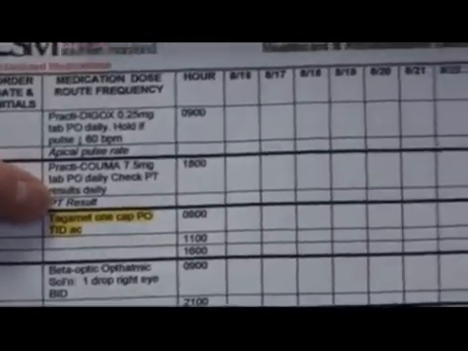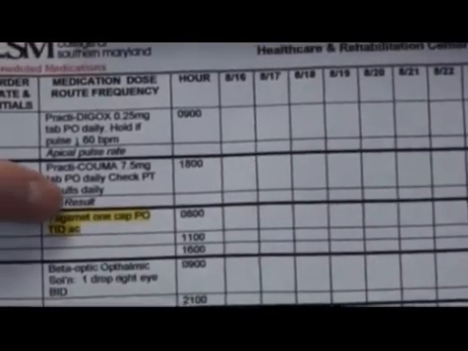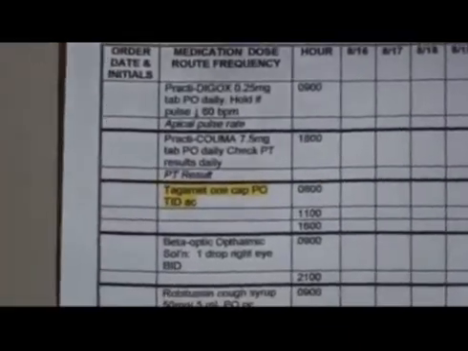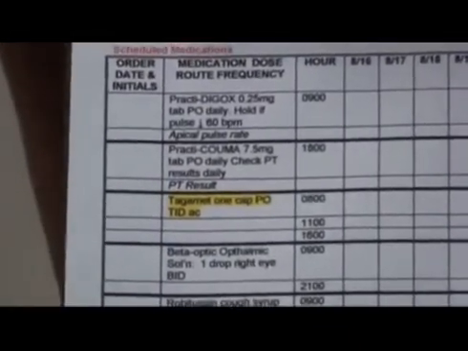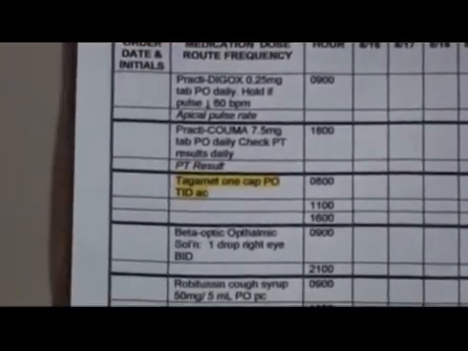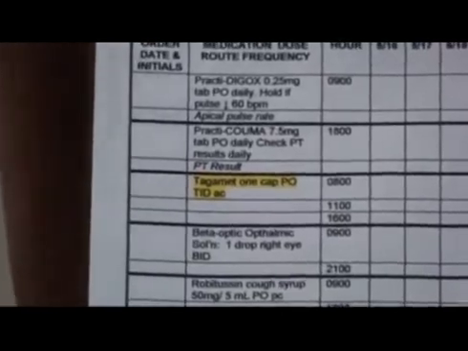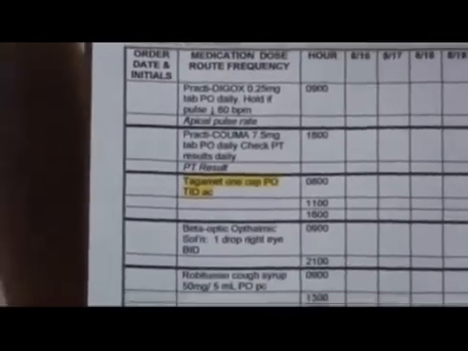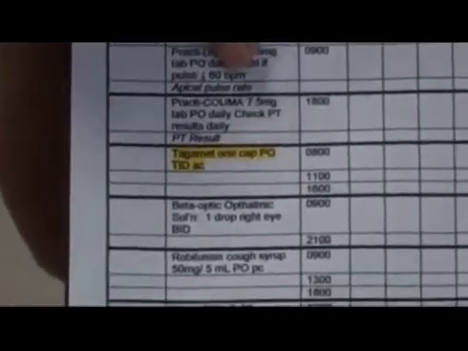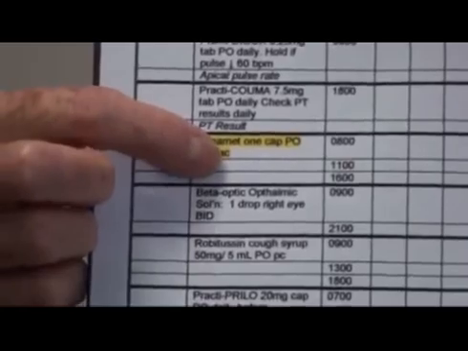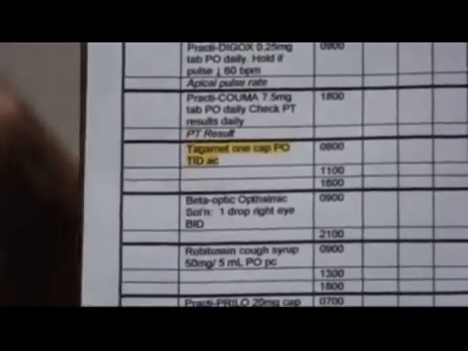The next order says Tagamet, and what it's got here is Tagamet 1 capsule PO, TID, AC. Okay, Tagamet is the drug. The 1 capsule doesn't help me any. It doesn't give me the dosage. You should never give a medication without actual milligrams, milliliters, micrograms, some type of dosage, even units. So that's an error right here. The actual frequency is 3 times a day before meals, so that's okay there.